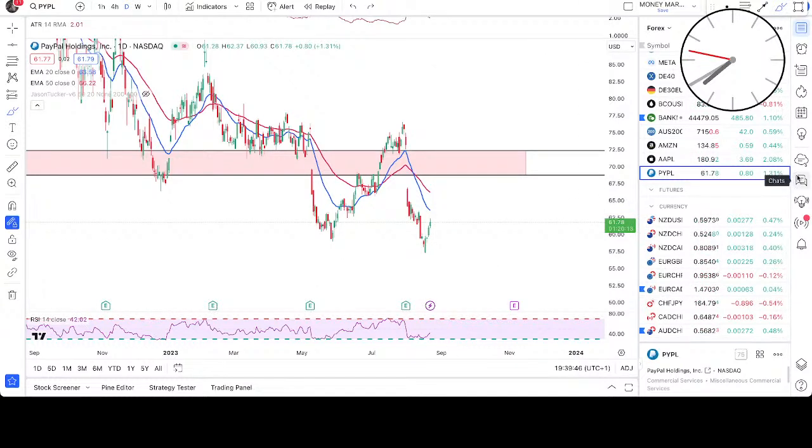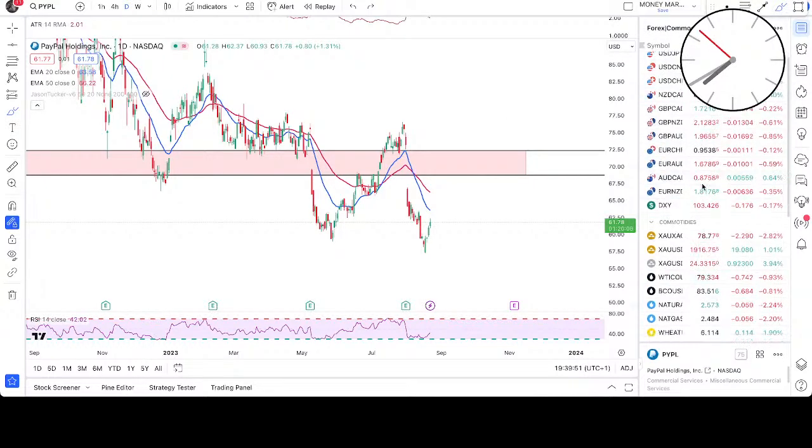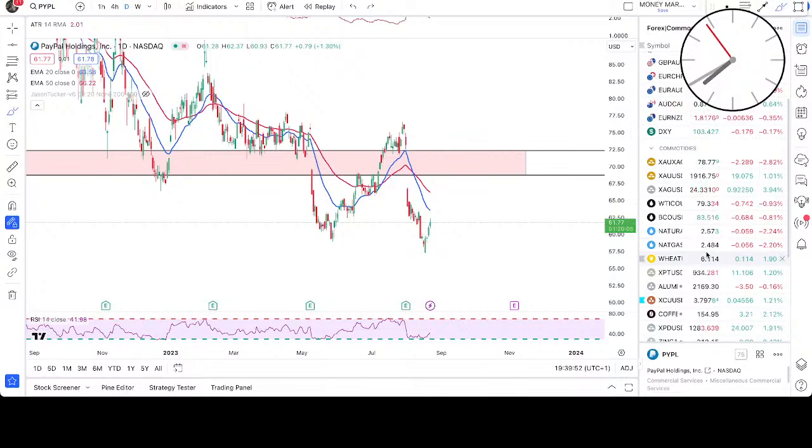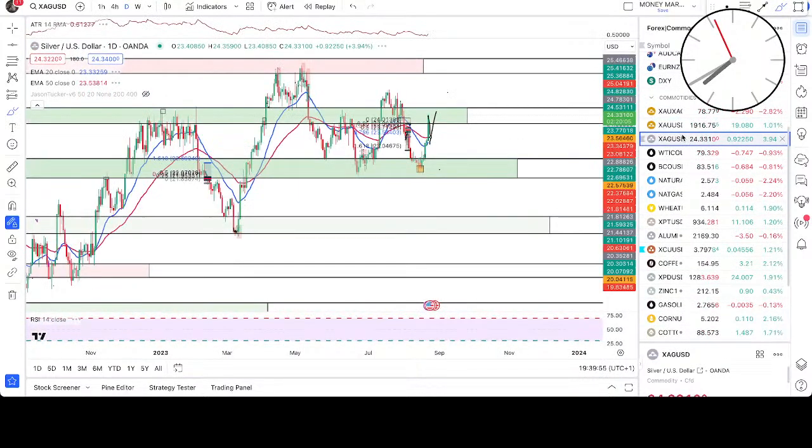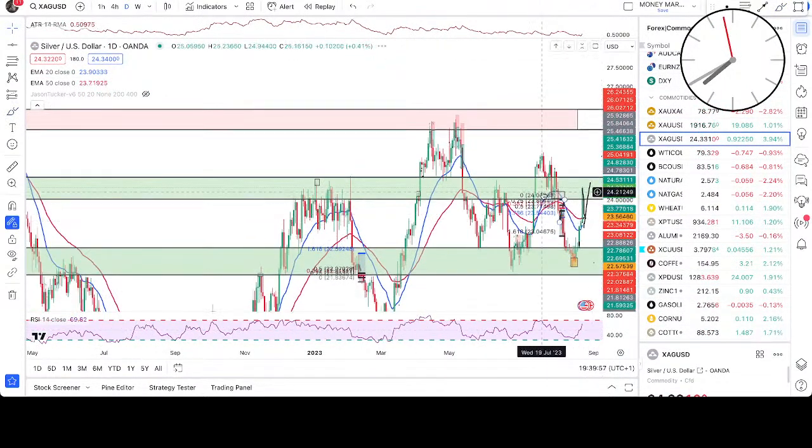Pleasure, Leo and Weston. We're going to look at silver. Yeah, I've just done the analysis for silver.